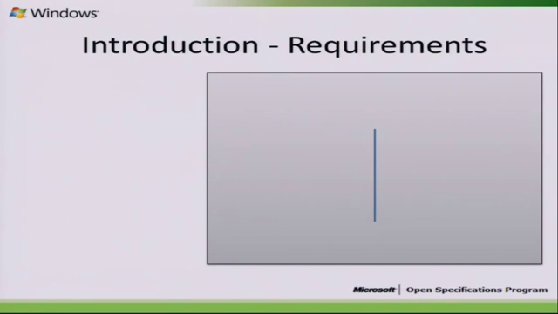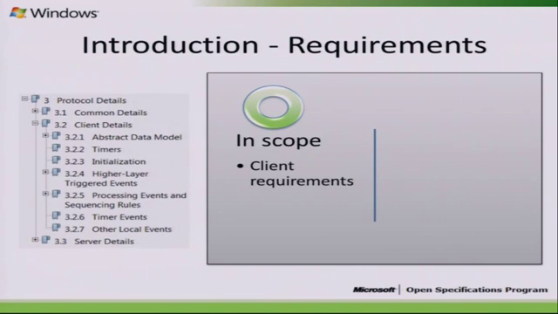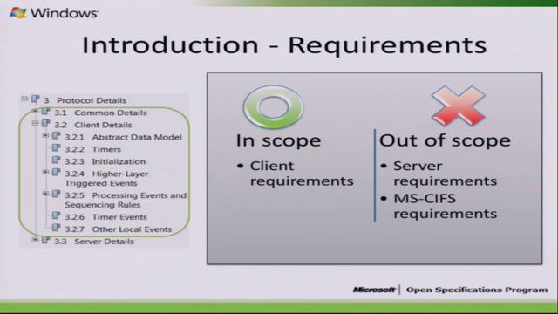Okay, next I will talk about the requirements of this client test suite. Typically, we only focus on the client behavior requirements, which are gathered from the technical document. Typically, it's from the common section, the server section, and the client section of the technical document. For example, in section 3, we just collect the requirements from section 3.1 and 3.2. And in this test suite, we will not verify the server requirements. And we also don't test the requirements from the CIFS, Common Internet File System protocol.